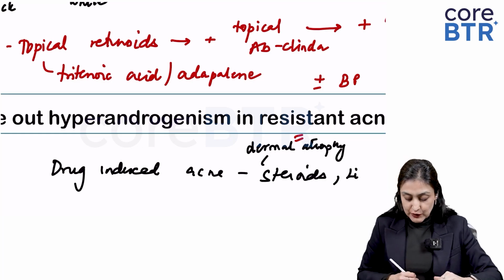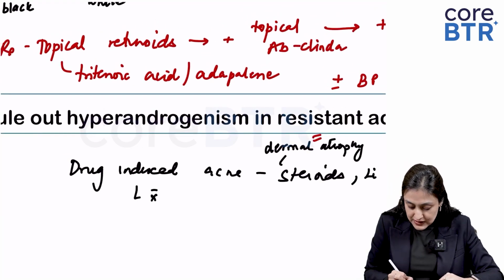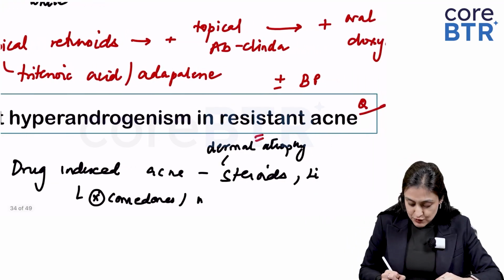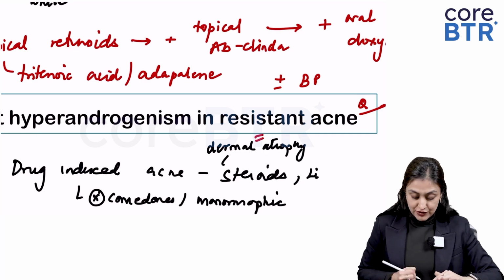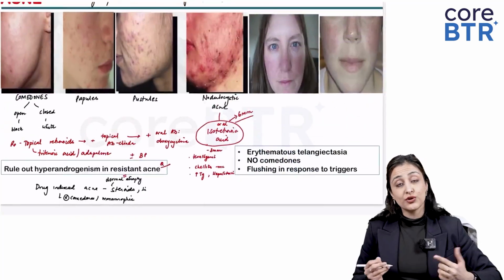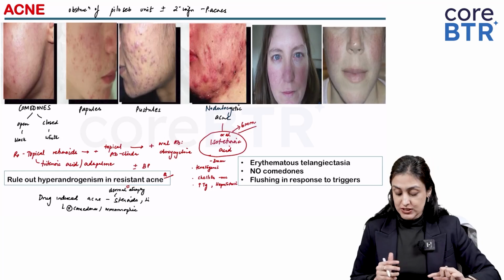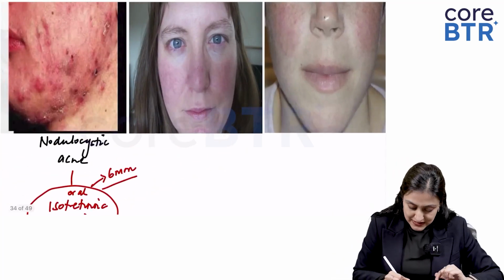So this is drug-induced acne. The difference is there are no comedones here. And second, it is not polymorphic like your acne. This is monomorphic. So you will see all forms being the same, right? So no comedones, monomorphic. The treatment is just stop that drug, right? So two buzzwords.